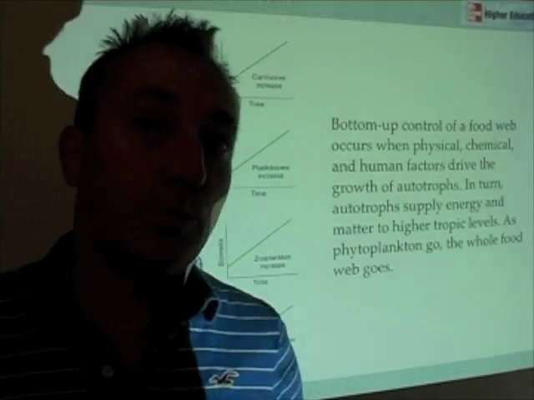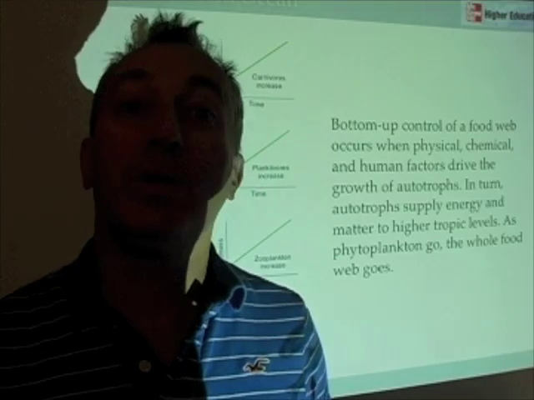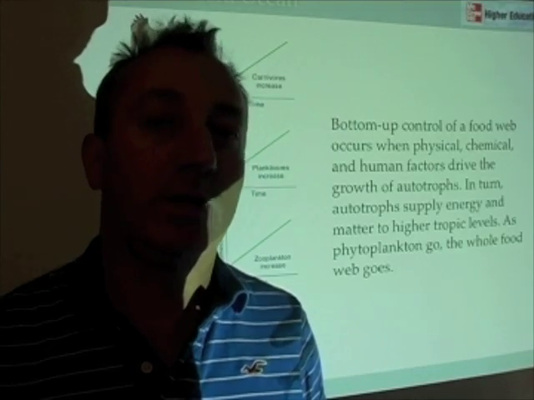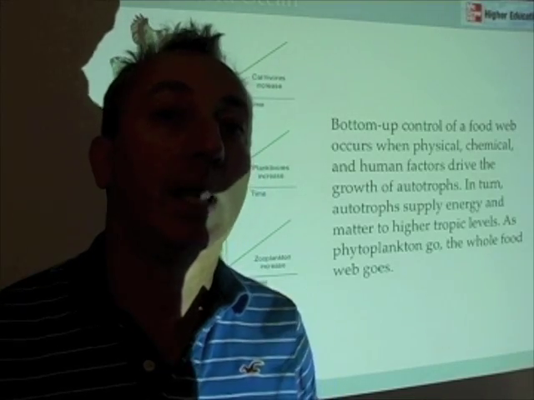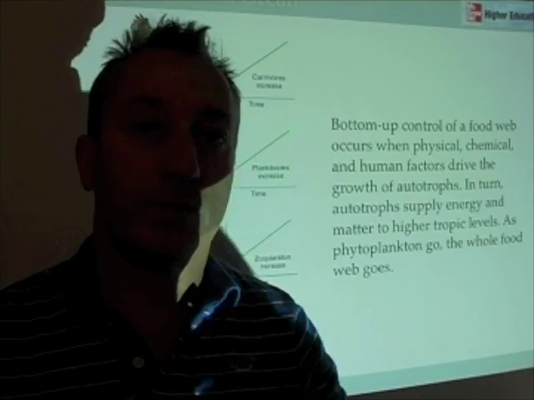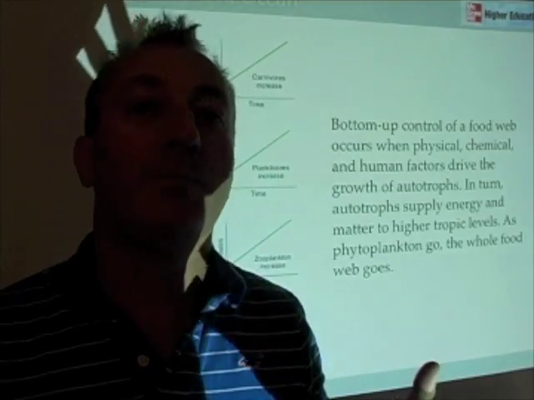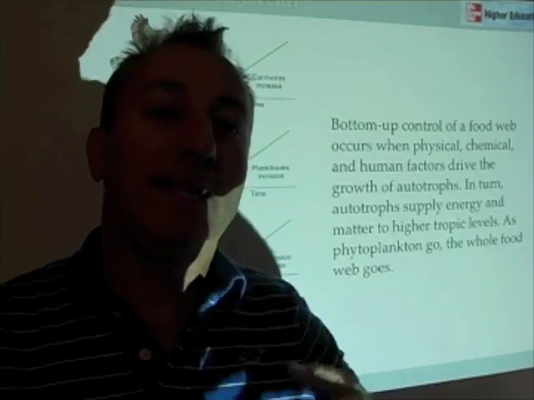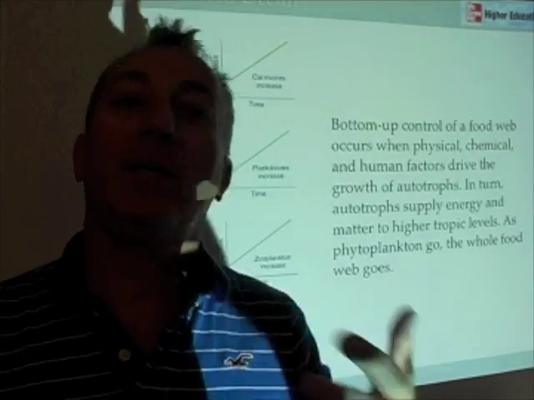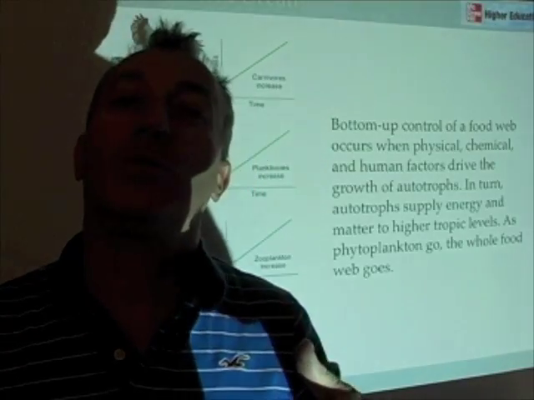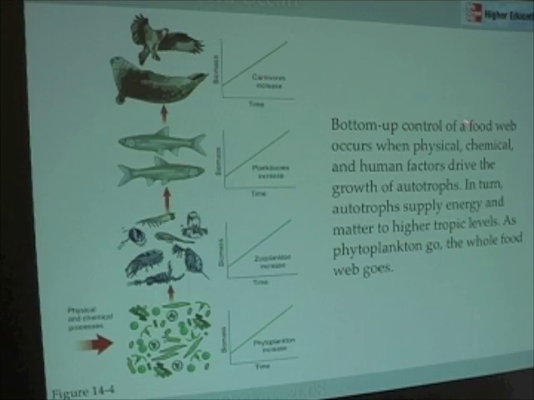In this type of food web, whatever happens to the phytoplankton is going to control the abundance of top predators. And as we'll see in a few minutes, some examples of ecosystems might be something like an upwelling ecosystem, where you have a stimulation of a phytoplankton bloom as a result of upwelling of biologically important nutrients. And then when the phytoplankton go, so do the zooplankton go. And when the zooplankton go, so do the planktivorous organisms, and so on and so forth. A type of bottom-up control.